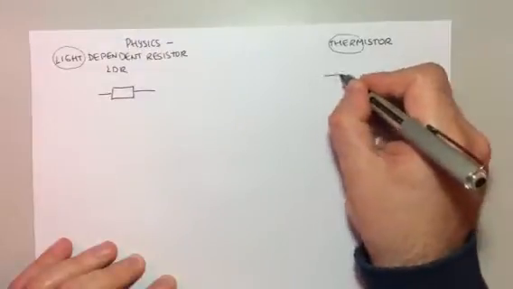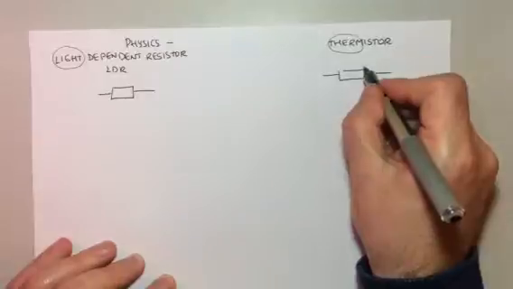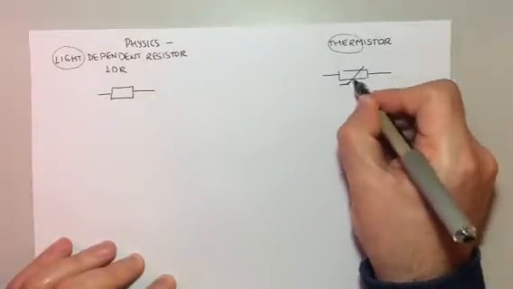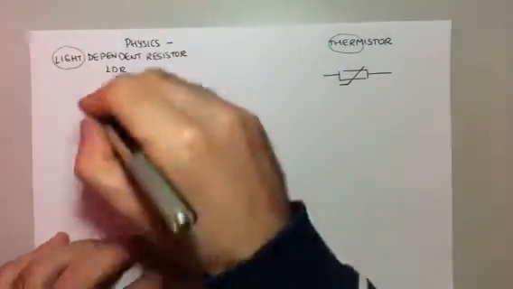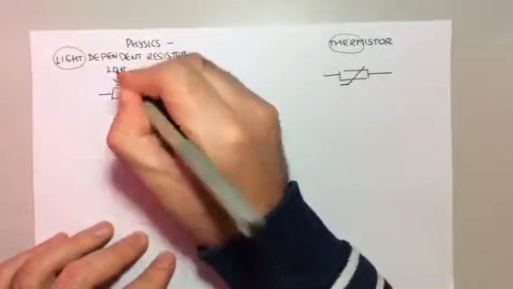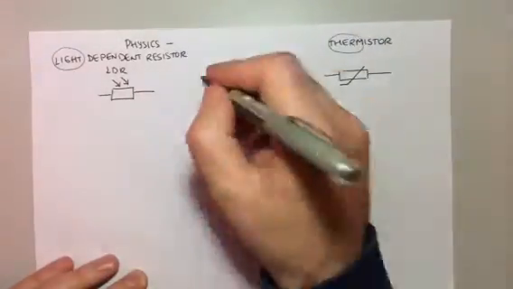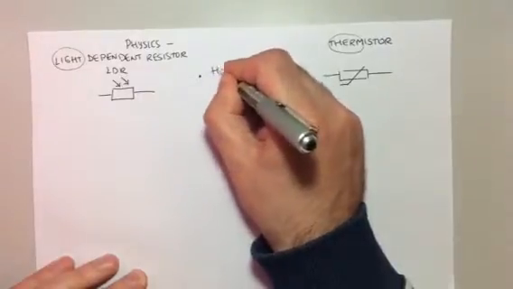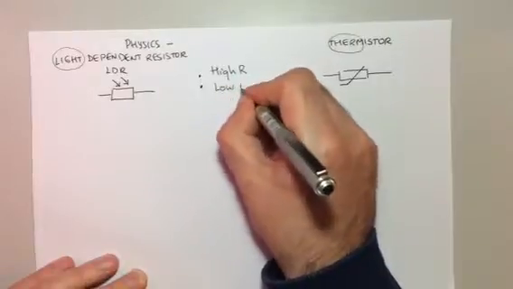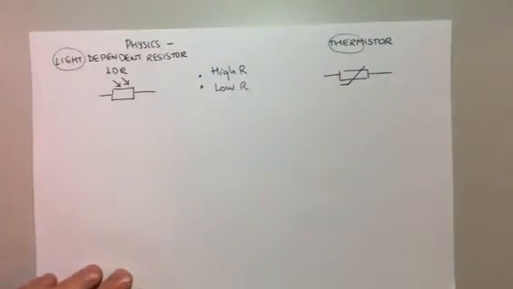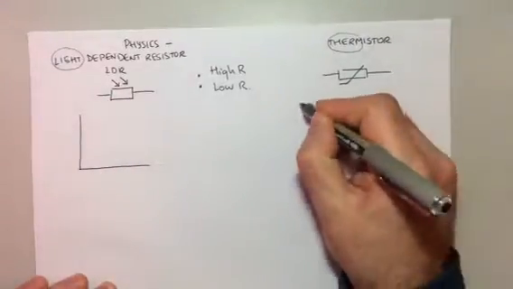In diagrams, these are the symbols of resistors. The thermistor gets what I call a hockey stick, and then the LDR shows that the light is going to hit on it. So how are these working? They can both be very high resistance materials, or they can have low resistance depending on the situation. Now I'm going to do the graph, and then we're going to check them in a circuit.